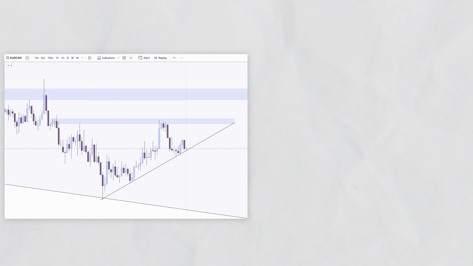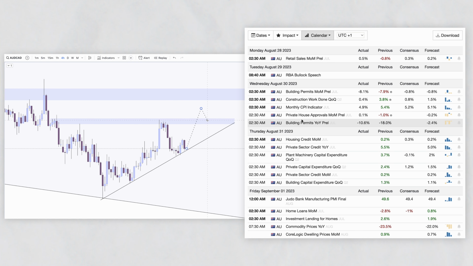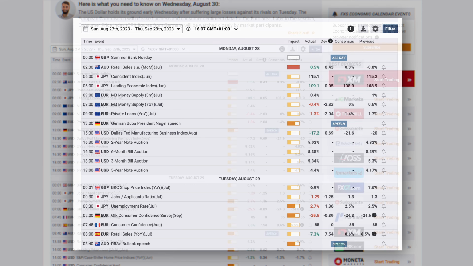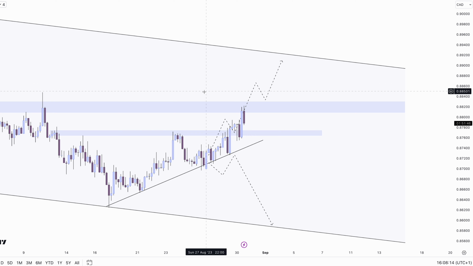So last time we took a deep dive into both the technical and fundamental aspects of this pair. Now let's see how things have unfolded since our last chat. So on Monday, the retail sales were released and the numbers came out positive, because the previous one was minus 0.8% and the actual came out 0.5. So seeing this positive economic growth anticipates bullish trends, and this is what we can see on the AUDCAD chart.